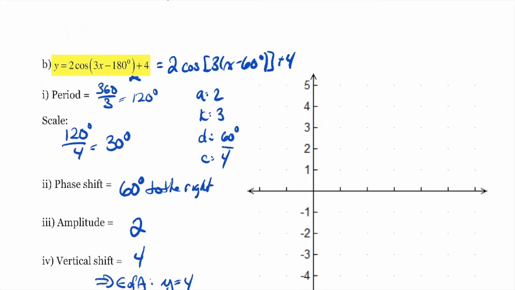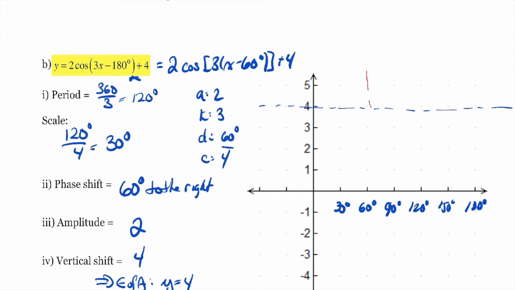So let's put in my scale. Now that I've got each tick as 30 degrees: 30, 60, 90, 120, 150, and 180 degrees. I'm not going to go to the left because I see the phase shift is to the right. My equation of axes is y is equal to 4, so it's going to be up there. And let's go plot off 4 points. In this case, this shifted 60 degrees to the right, so that's somewhere along there.